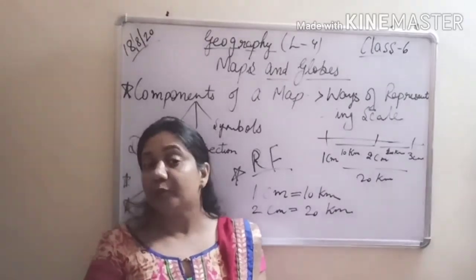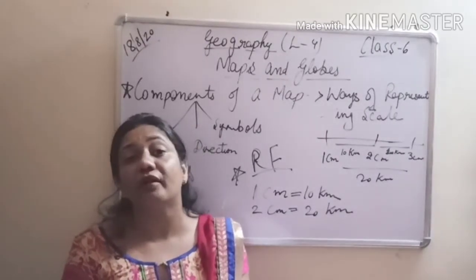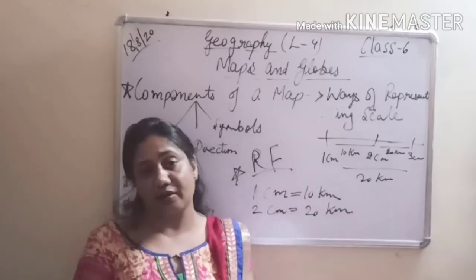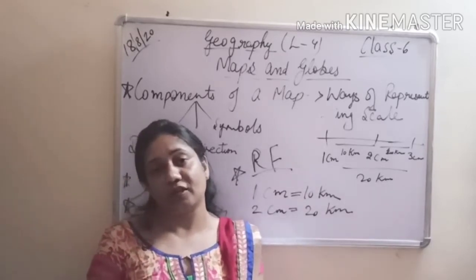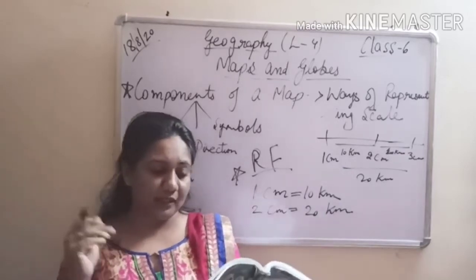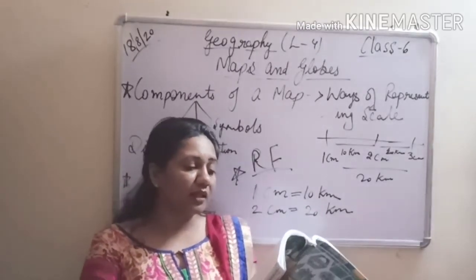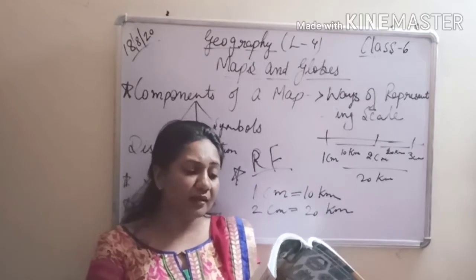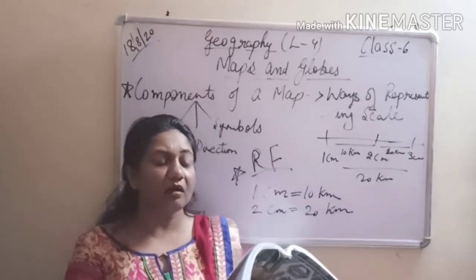This is again an important objective question. What is the formula for RF and what is the full form of RF? So it is the representative fraction method of representing a scale on a map. Let's see what it is. In this method, the ratio between the map distance and the ground distance is represented by a fraction.